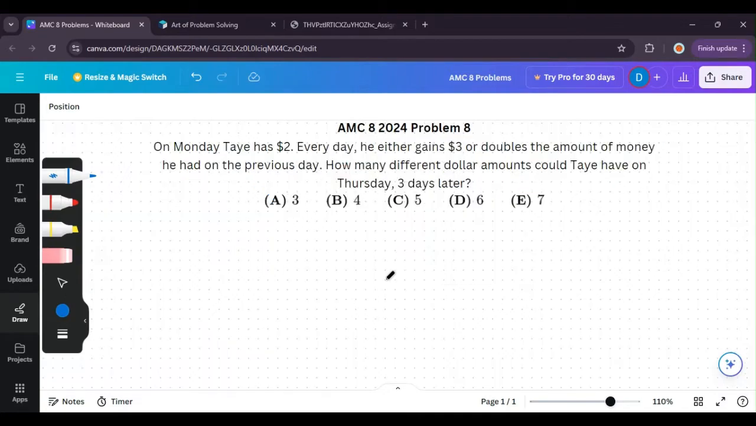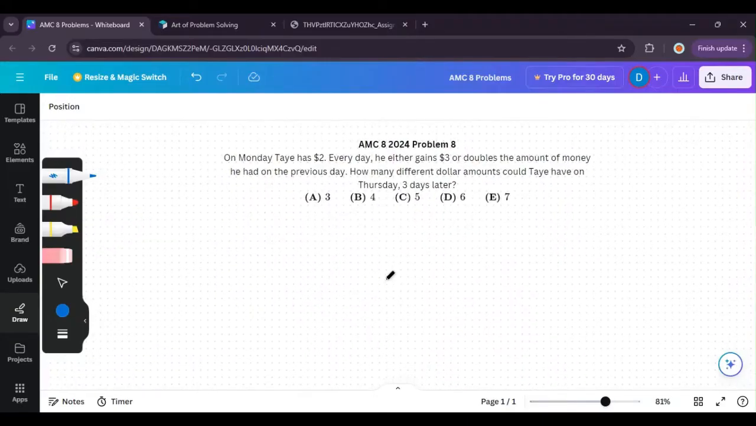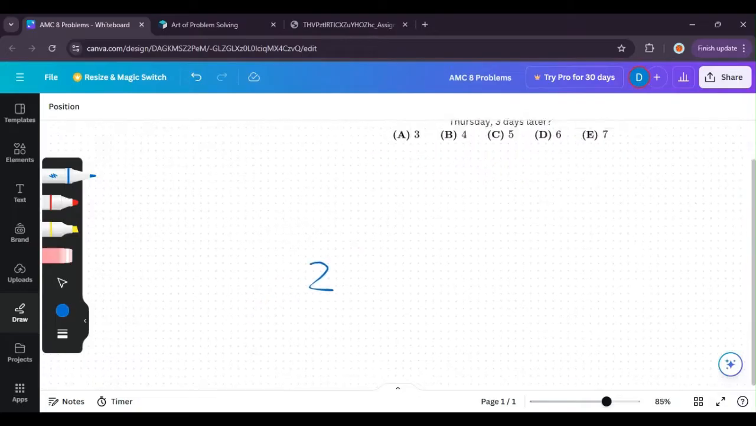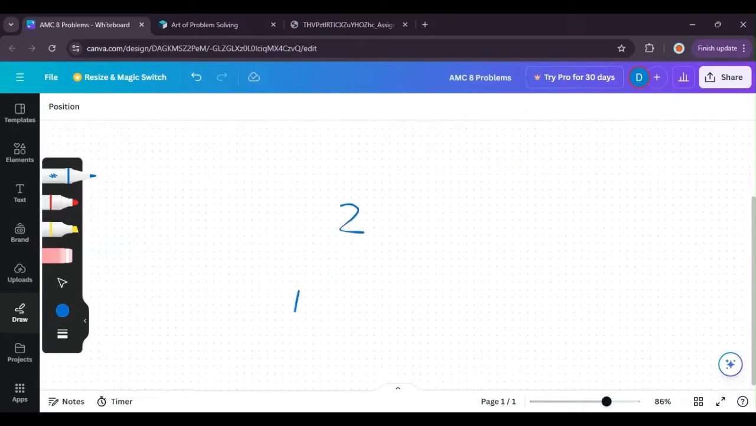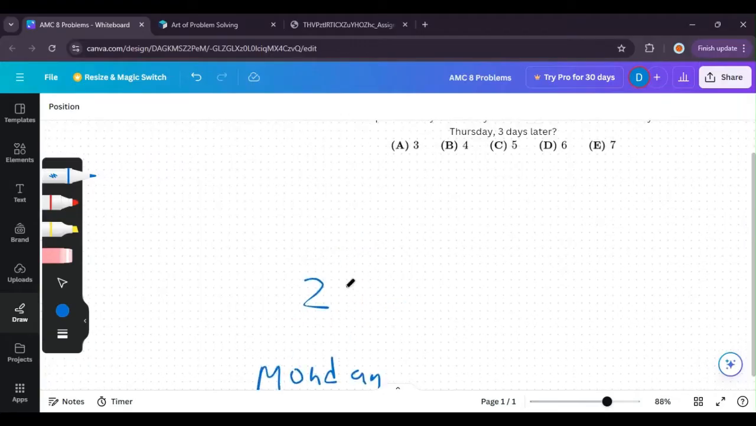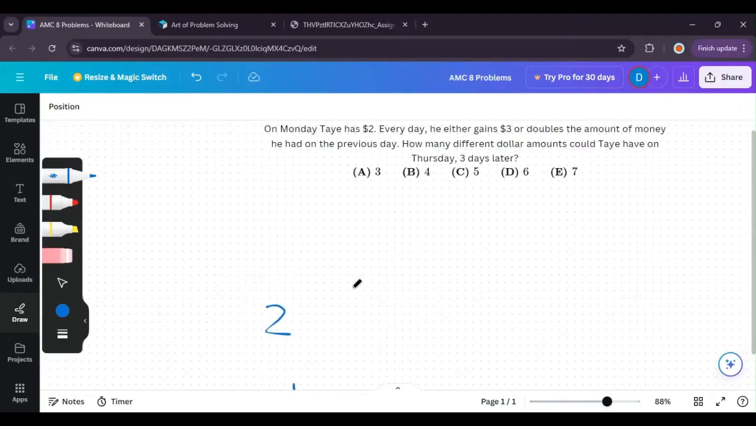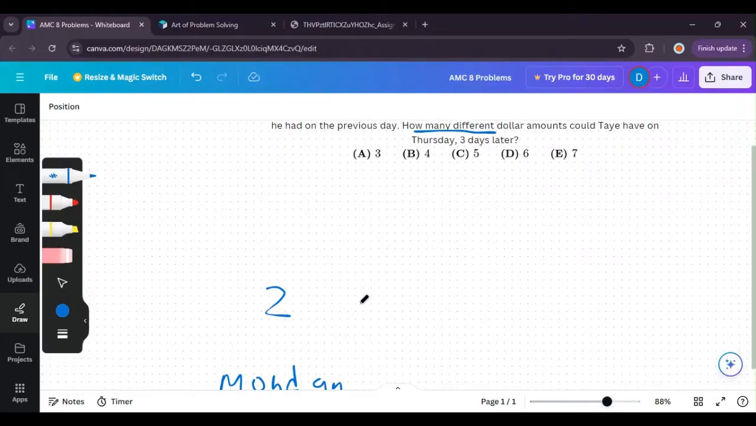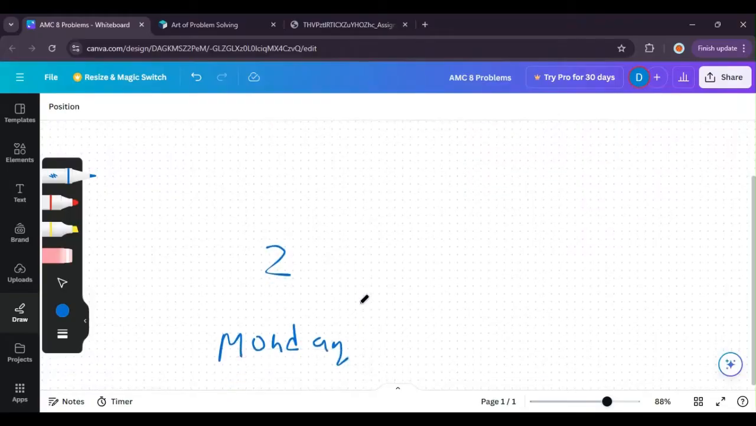Draw a quick tree, and it will solve all of our problems. I'll show you what I mean. So he starts on Monday with $2. We don't really need to write the unit because everything is in dollars, and even the answer that we're going to give is in dollars. Okay, so he starts on Monday with $2.